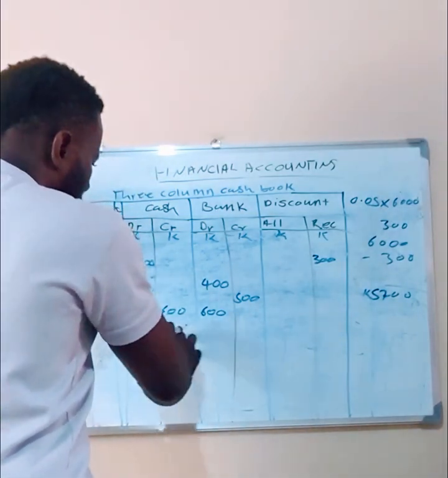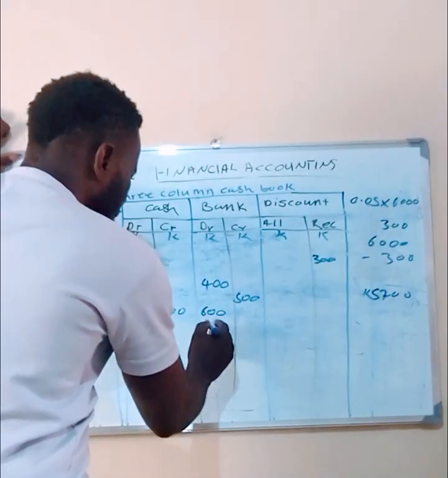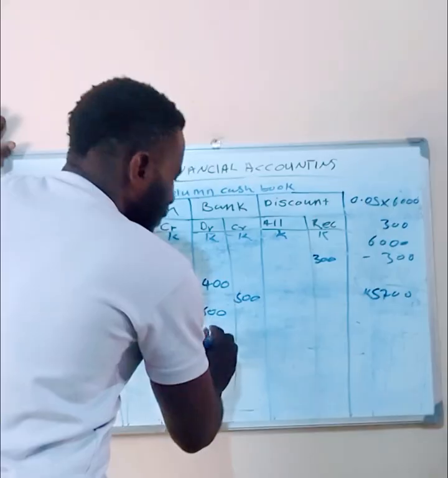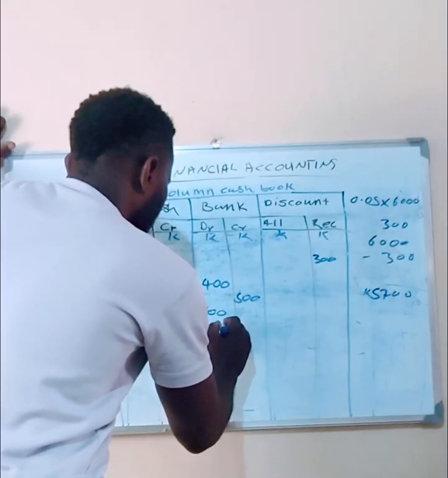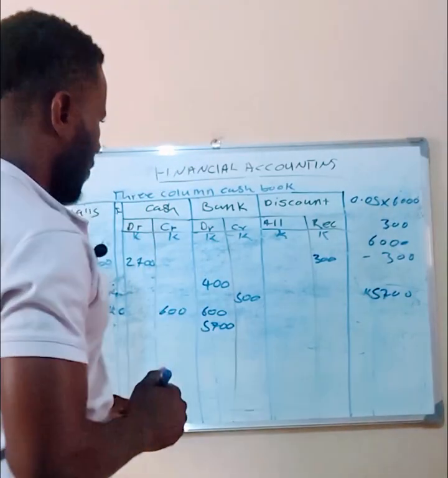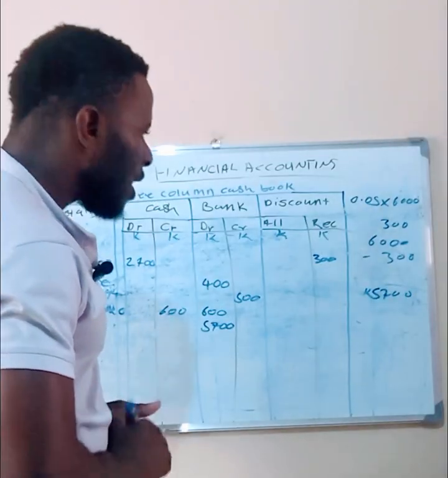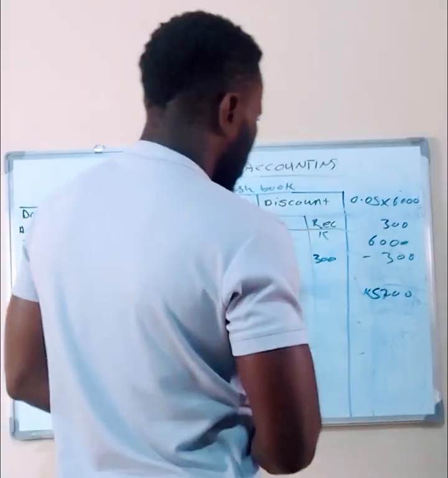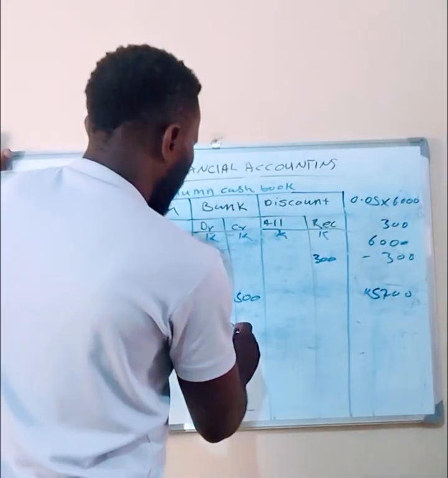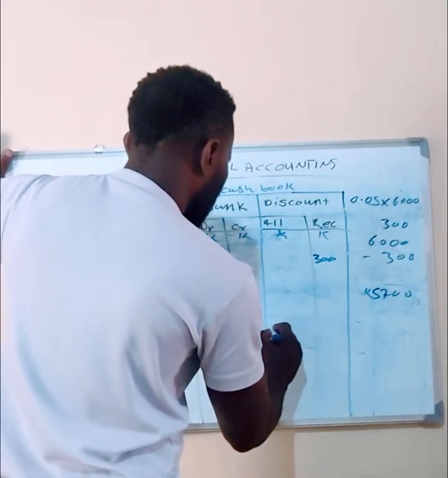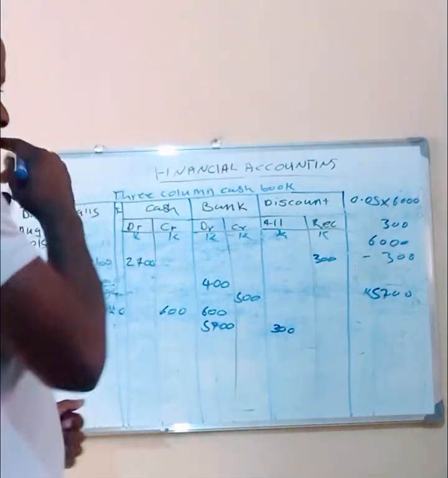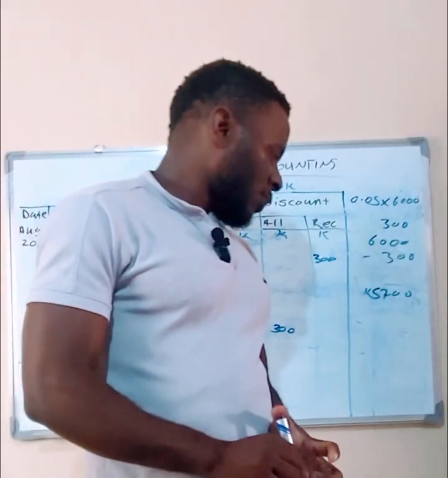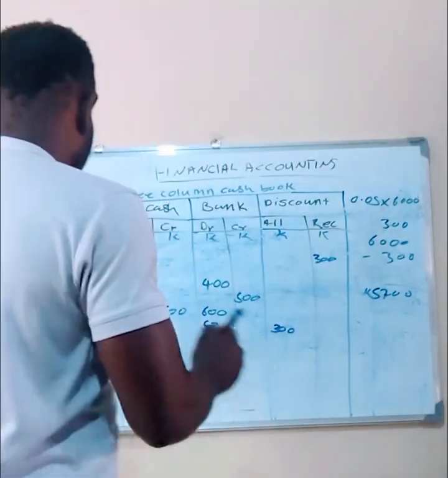So the bank account was receiving. How much did the bank account receive? 5,700. The bank account received 5,700. And then we allowed a discount of 300. So it's going to appear on the discount allowed column.